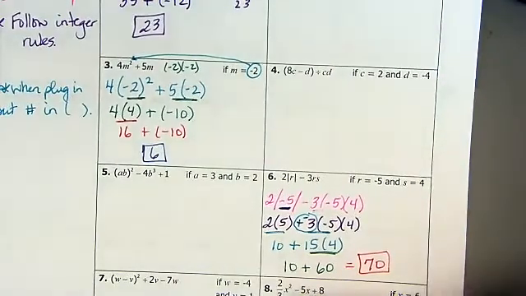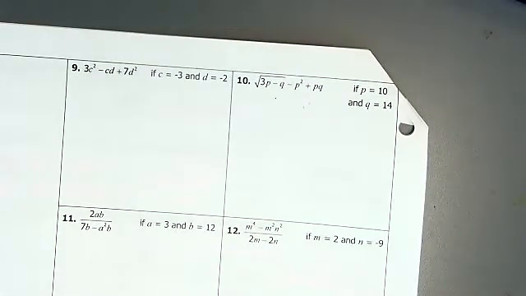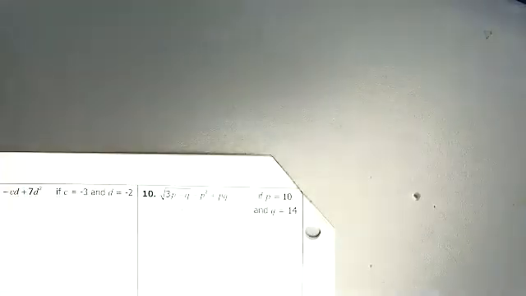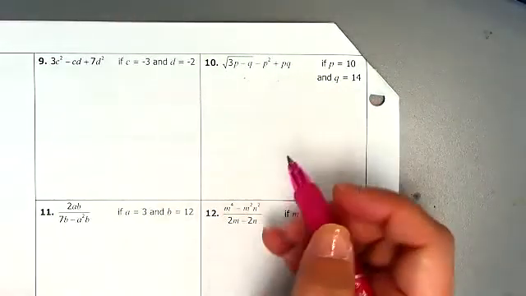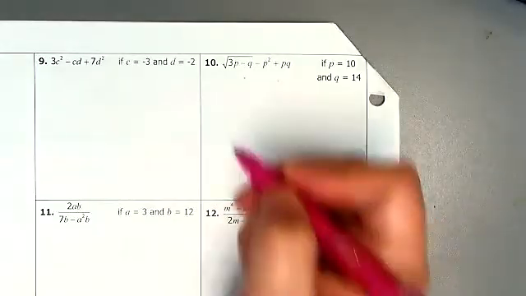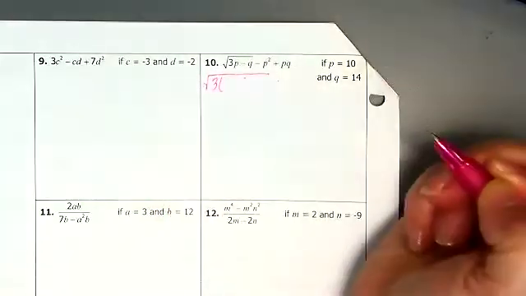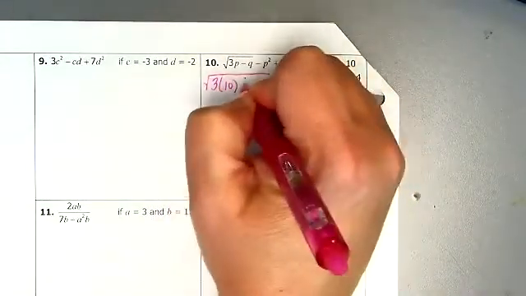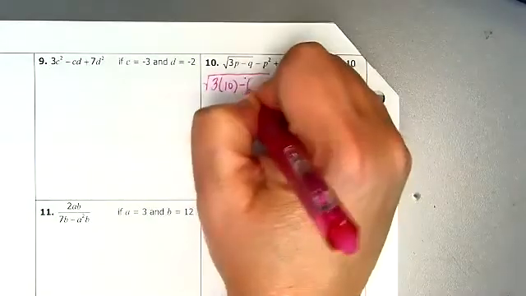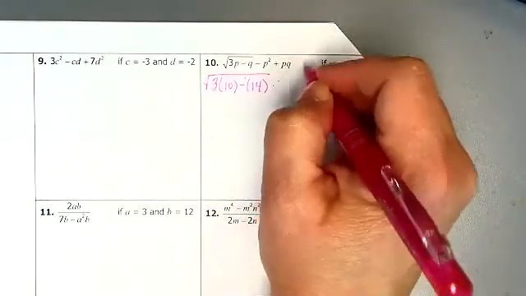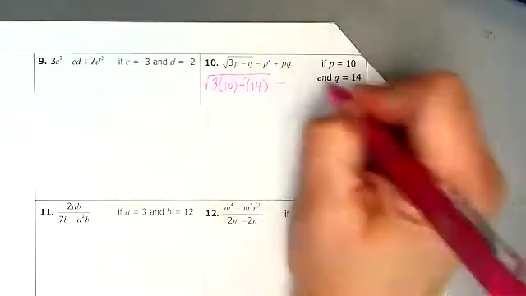Moving on to the next page, or the back of this first page. Number 10, I chose this one because of the square root symbol. So first things first, plug in our numbers, okay? So I'm going to rewrite this. So I'm going to have 3 parentheses 10 minus 14. And then we have the minus on the outside.